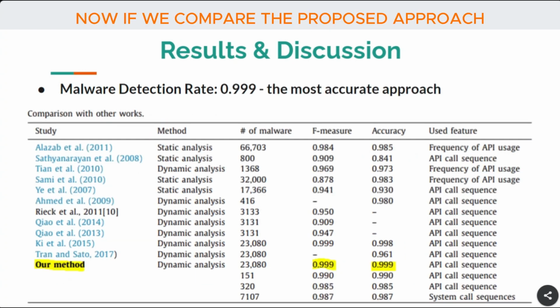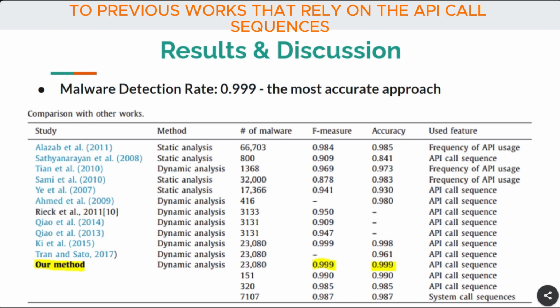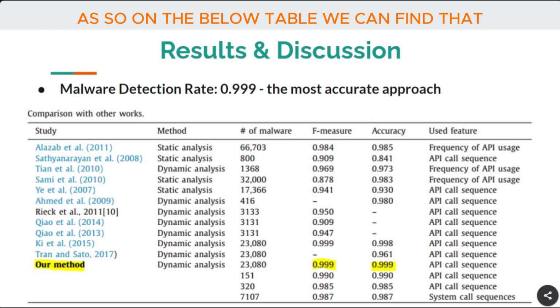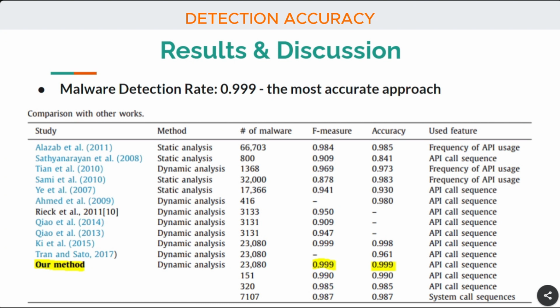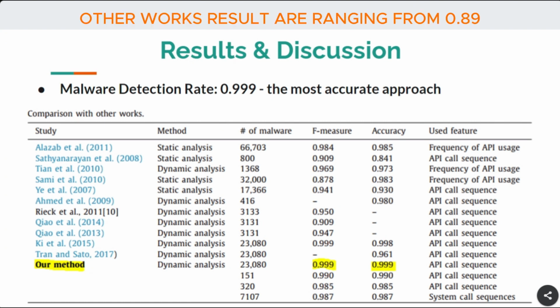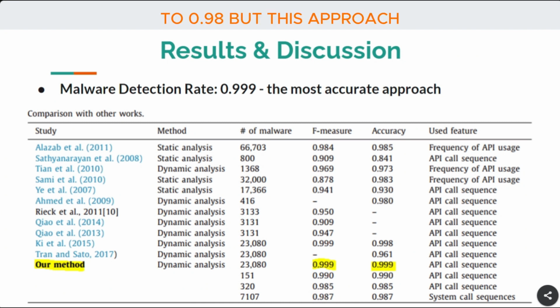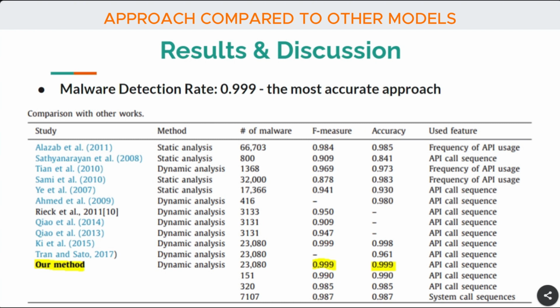Now, if we compare the proposed approach to previous works that rely on the API sequence, as shown in the table below, we can find that the proposed work outperforms other works in terms of malware detection accuracy. Other works' results range from 0.89 to 0.98, but this approach, with a very high accuracy of 0.999, is considered the most accurate approach compared to other methods.